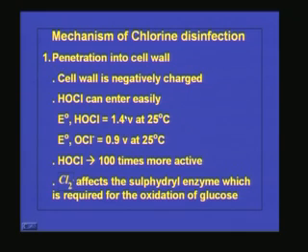So what is the mechanism of chlorine disinfection? We have already discussed the mechanism, so we can see that once again. Chlorine penetrates into the cell wall. The cell wall is negatively charged, so HOCl can easily enter the cell, whereas OCl- will have some resistance. That is why HOCl is 100 times more active than OCl-. Chlorine affects the sulfhydryl enzyme, which is required for the oxidation of glucose. The sulfhydryl enzyme is the one which generates the energy, so the chlorine will go and act on that enzyme.